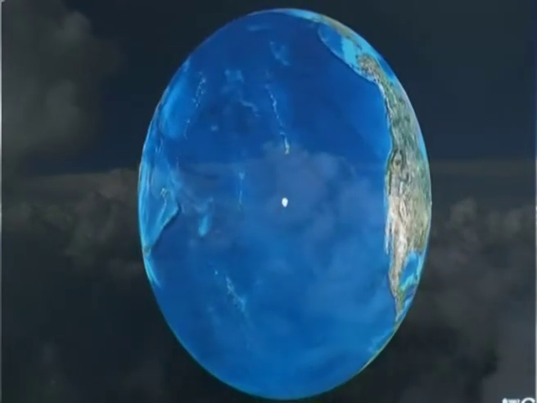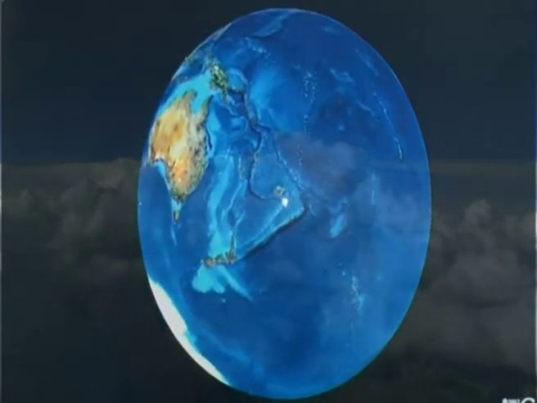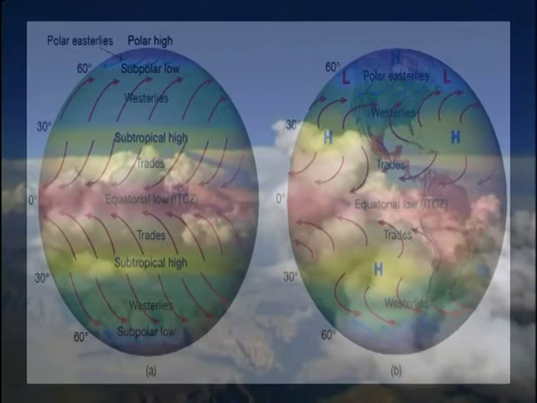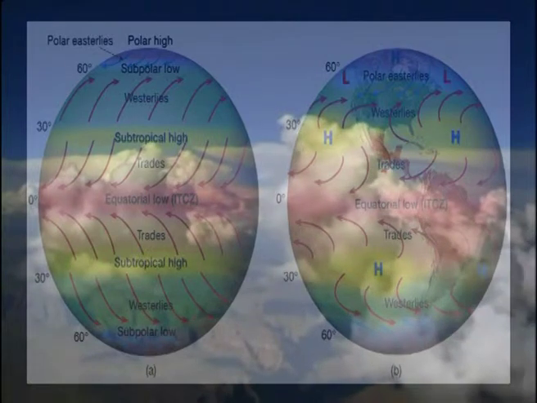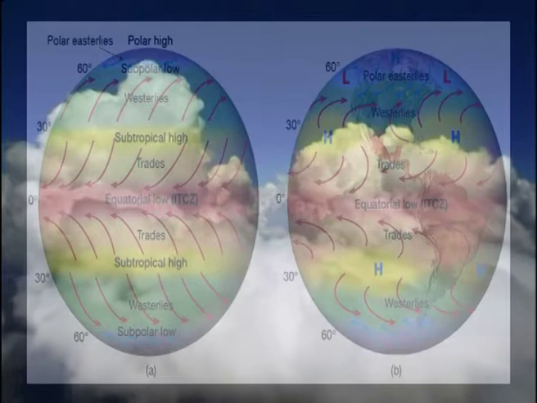Across the globe, there are several important consistently low and high pressure areas. They are as follows: the equatorial low pressure trough, the subtropical high pressure cells, subpolar low pressure cells and polar high pressure cells.